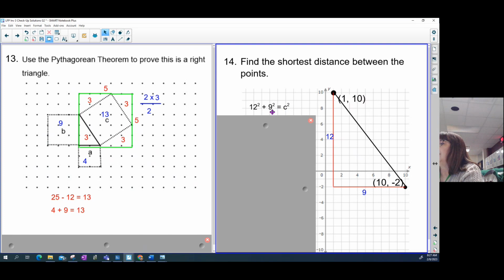So 12 squared plus 9 squared would get me my c squared. 144 plus 81 is c squared. When I add those up, I get 225 for my c squared. When I take the square root of both sides, c is equal to the square root of 225, which is exactly 15. 15 units between these 2 points.